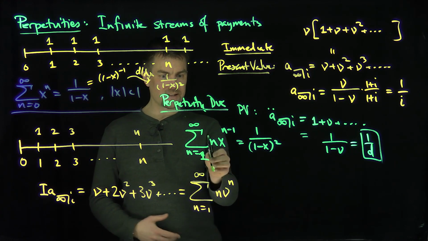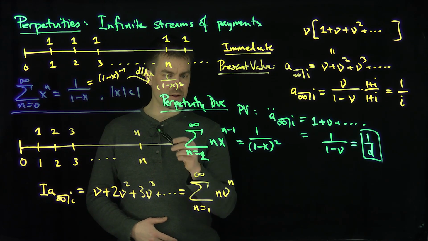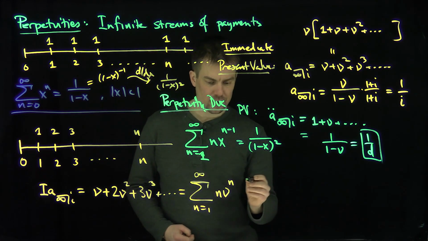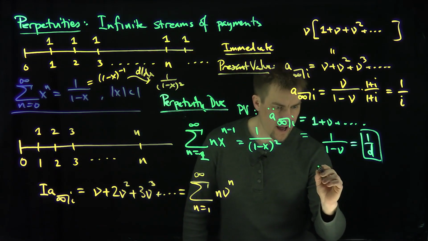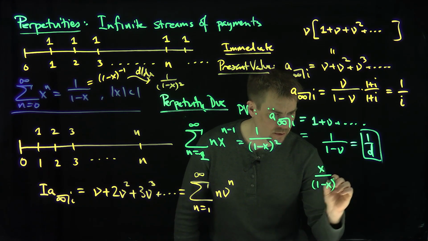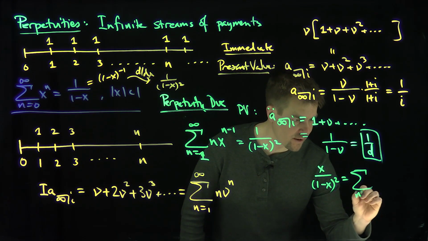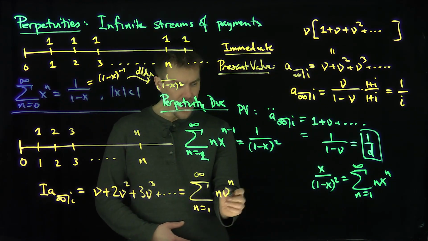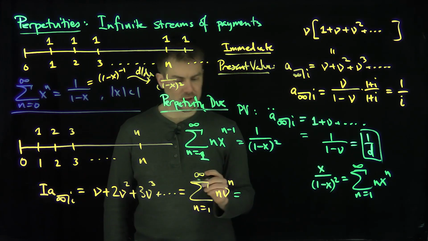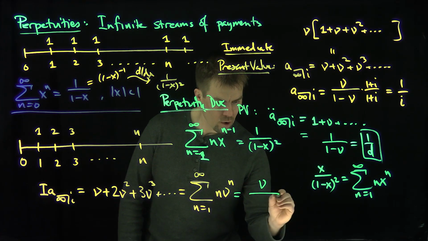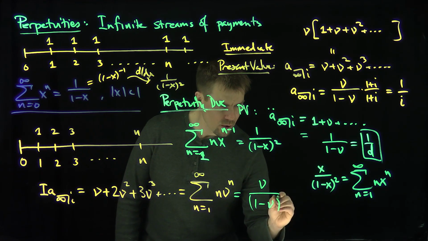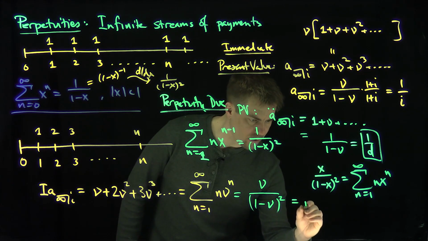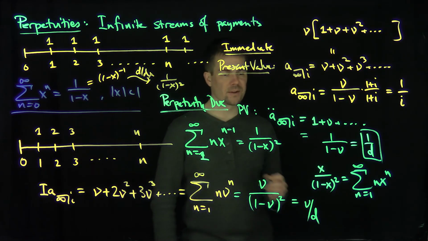So what we have is almost what we want over here. We know that n times x to the n minus 1 gives me this thing over here. If I multiply this series by x, that will correct that factor. So hence, x over 1 minus x squared is equal to the sum, n goes from 1 to infinity, of n x to the power n. And now I can replace x with nu in this formula. So this increasing stream has a present value of nu over 1 minus nu quantity squared.